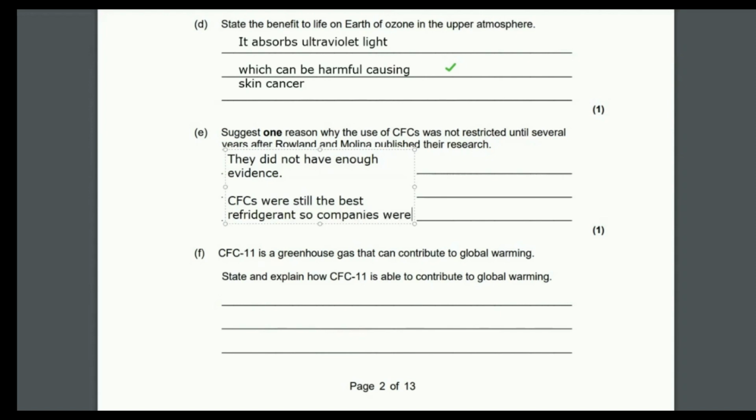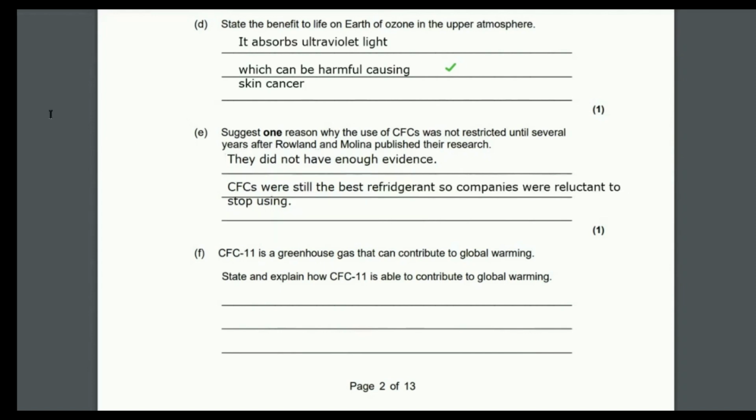Industrially, CFCs were the only thing that could be used in fridges. People weren't ready to give up fridge use yet until they found an alternative chemical to replace the CFCs in fridges and in aerosol cans. There's loads of different answers there.